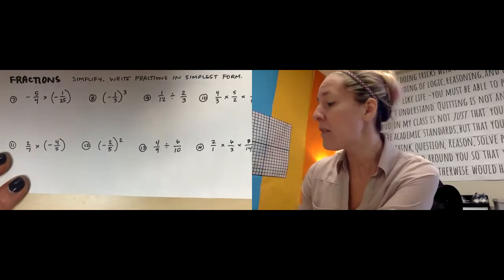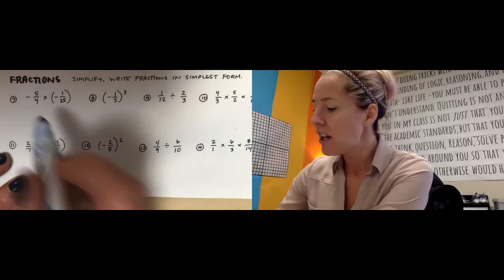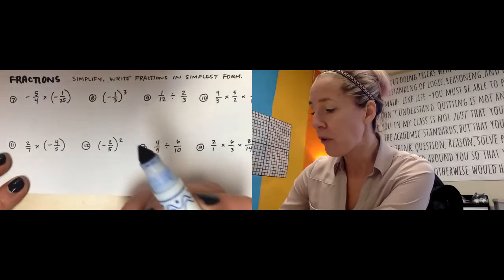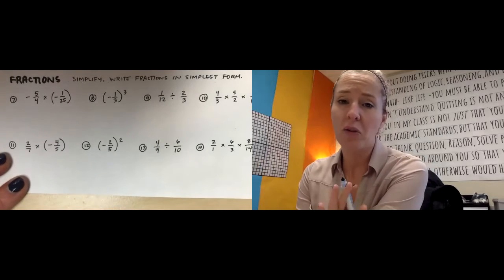So on all of these, it's involving multiplication or division with fractions. So on this first one, -5/4 times -1/25, just hold the thought on the negatives. Don't let that throw you off.